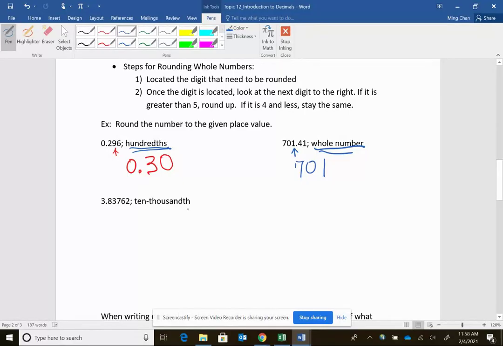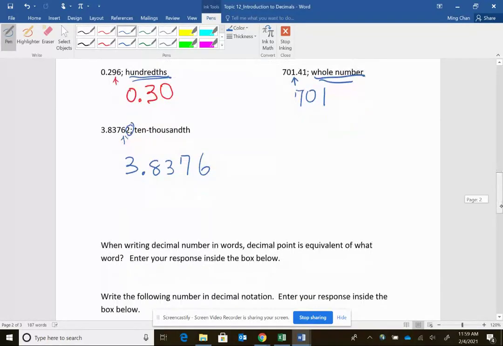Okay, round to the nearest ten-thousandth. So let's count them. First place to the right of the decimal is tenth, hundredth, thousandth, ten-thousandth. So now I need to round 6. A lot of students say, oh, 6 is bigger than 5, I round up. Nope, that's not correct. You've got to look at the digit to the right of it. It's a 2. 2 will make my 6 stay the same. So my answer should be 3.8376. Okay, 3 and 8,376 ten-thousandths. All right, let's look at some of these problems on the homework.